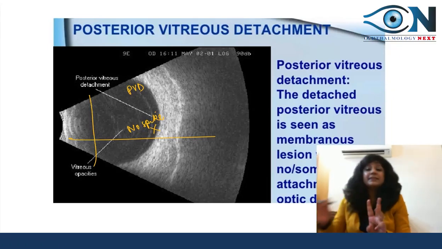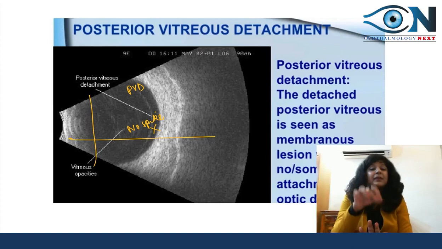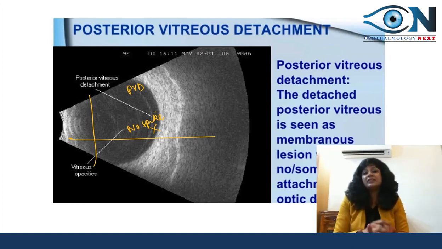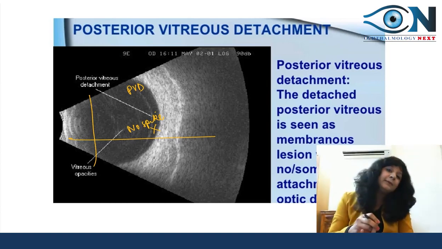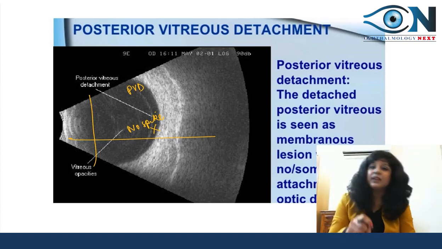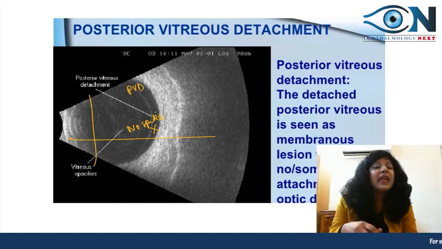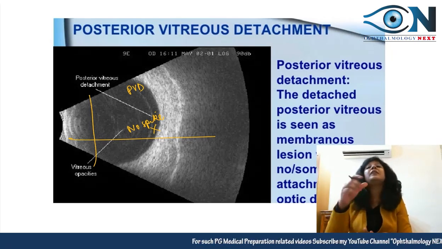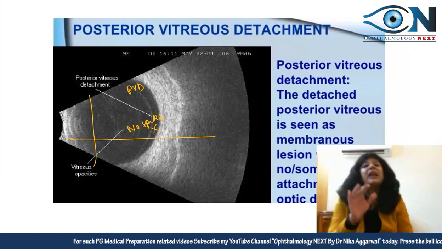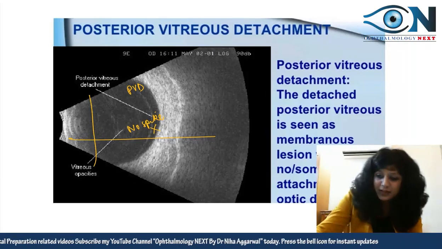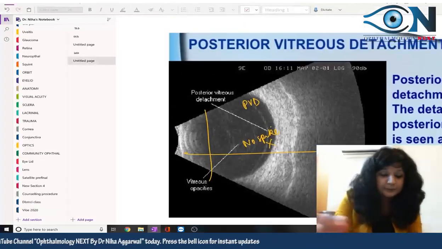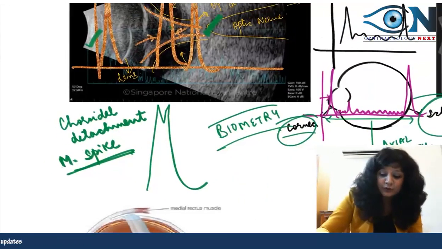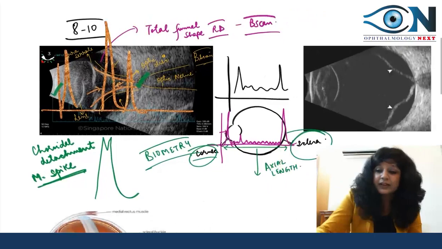So basically now I have learned that if I am getting an RD-like picture, a detachment in the vitreous cavity, I can do the A scan. If I am getting a high spike, it's a retinal detachment. If I am getting an M-shaped spike, that means it's a choroidal detachment, and if I'm not getting any spike, that means it's a vitreous detachment. So now we are pretty sure that it is a case of retinal detachment.